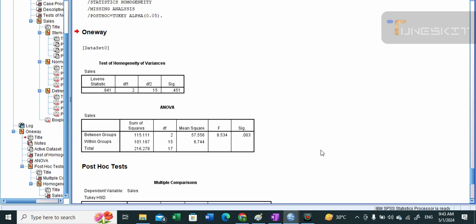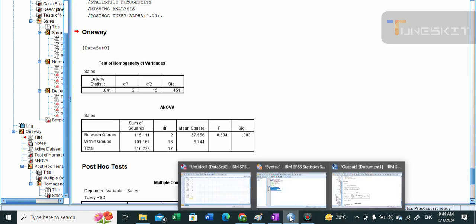can alternatively call between treatments and within treatments, or between treatments and error, or treatment sum of square or error sum of square, that makes total sum of square when we add these two together.